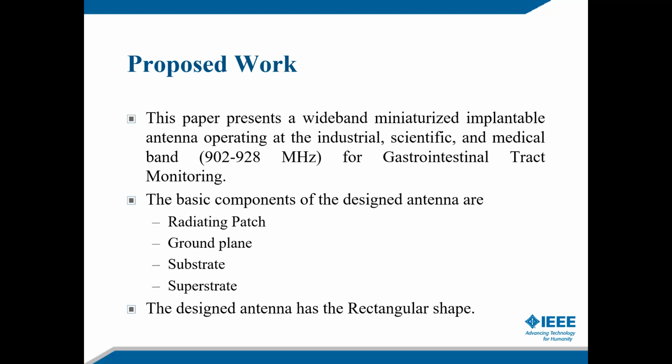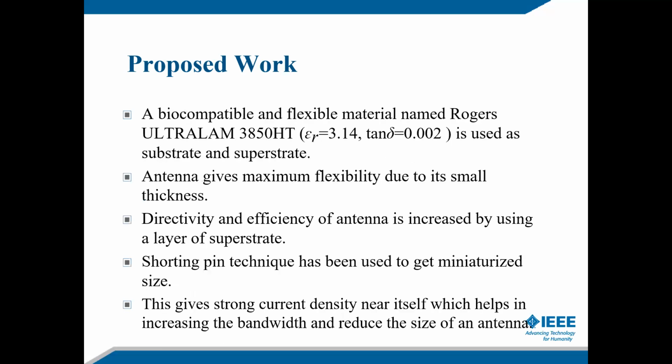And what are the basic components? In the microstrip patch antenna, we are going to use three basic components. The first one is the dielectric material, which you can also call the substrate. The bottom of this substrate is a ground plane, and the top of this substrate is a radiating patch. We use a shorting pin technique to miniaturize the size of the antenna. The antenna has been designed in a rectangular shape, like this.